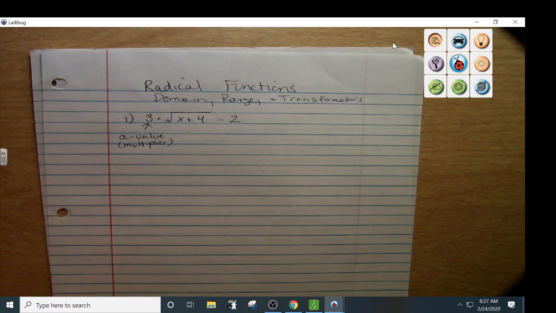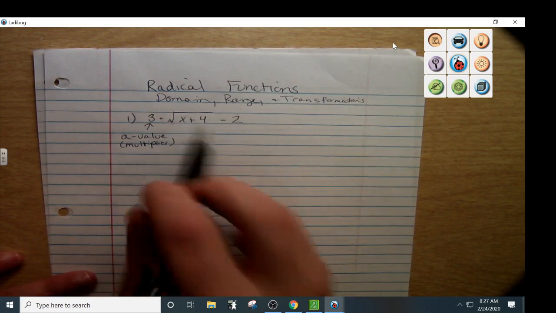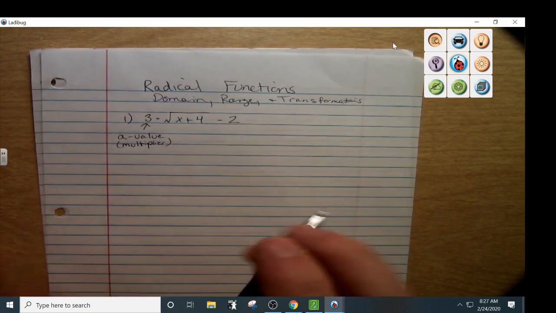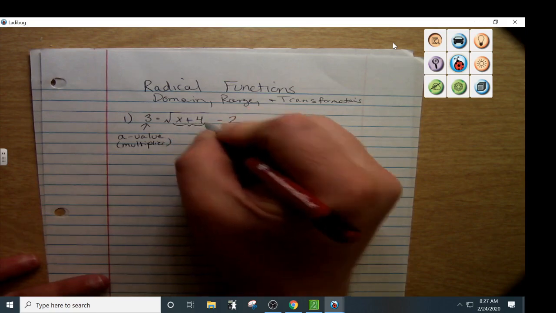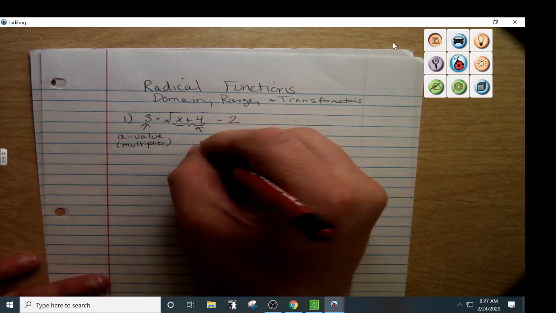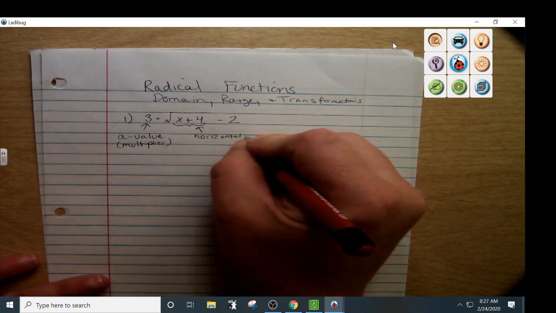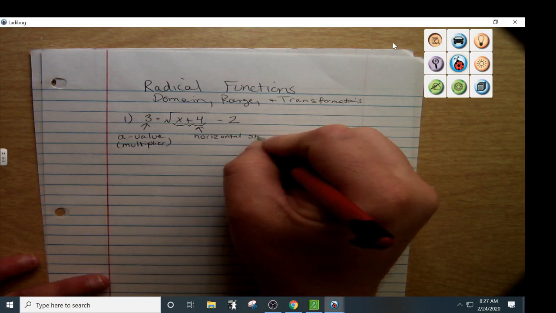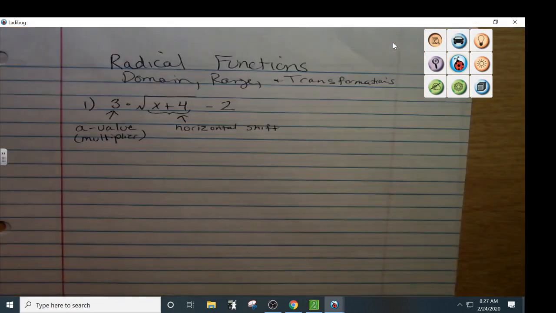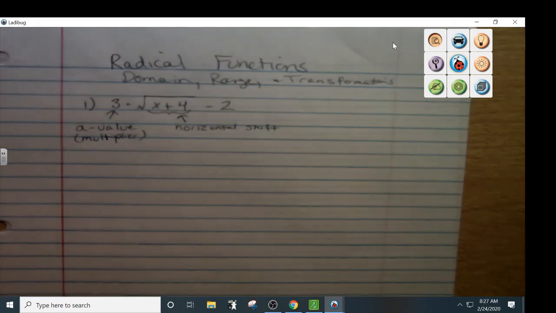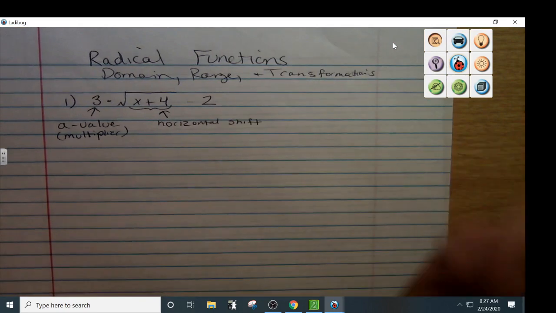Very similar. Only thing different, this is to the 1/2 power, or it would be to the 1/2 power, and the quadratic is squared. Now, guys, I call this your horizontal shift. I'm not saying this is the actual math definition of it, but this is what I'll refer to it as.